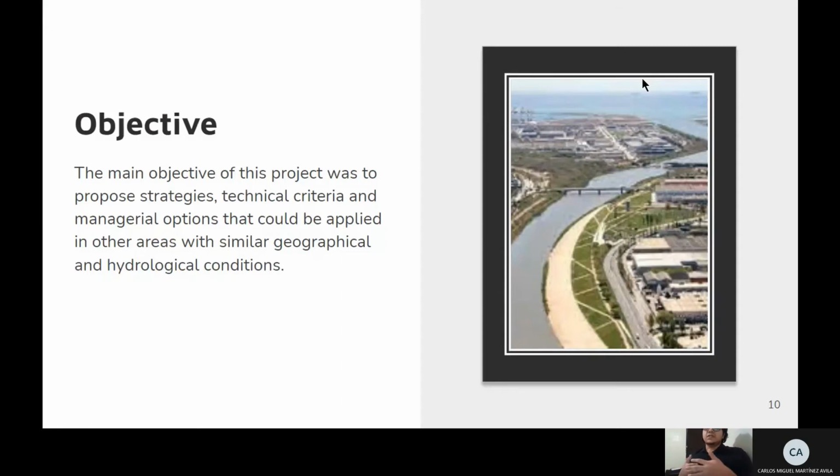The main objective of this project was to propose strategies, technical criteria, and managerial options that could be applied in other areas with similar geographical and hydrological conditions. This project described the objectives of the project, the rationale behind it, the infrastructure required for its credible implementation, and its economic and financial requirements. Next, please.